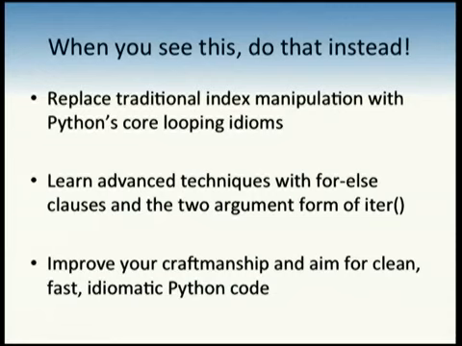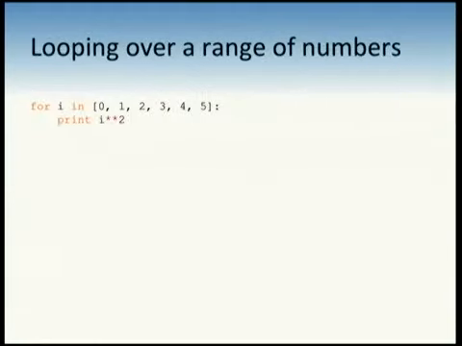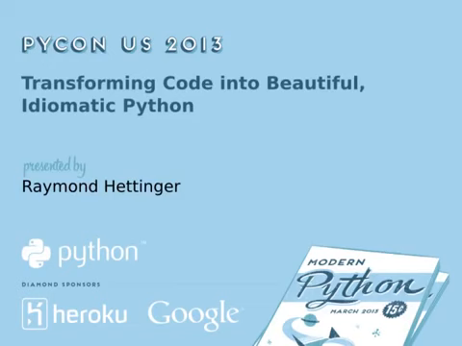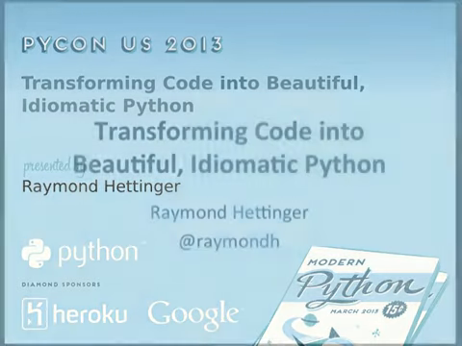Very few of you probably know that the iter built-in function can take 2 arguments. I'll show you what it's for. But overall, our goal is to aim for fast, clean, idiomatic Python. How do you loop over a range of numbers? Simple enough. You make a list and loop over the list. What is important about that example? Python, you can be sure you're getting the straight story or they will correct me right in the middle.